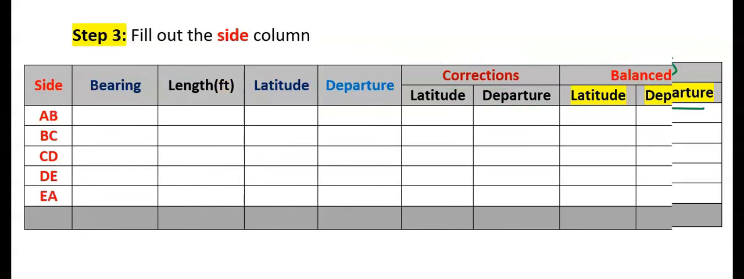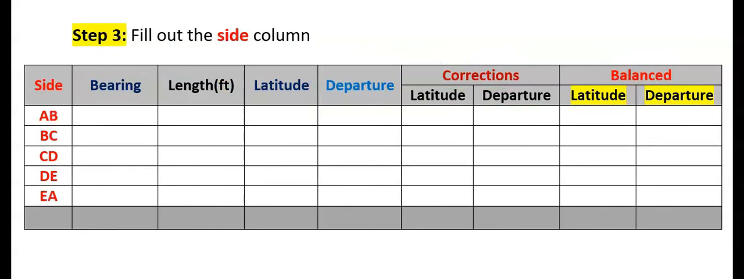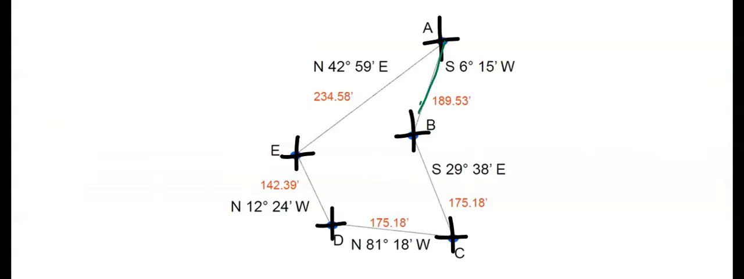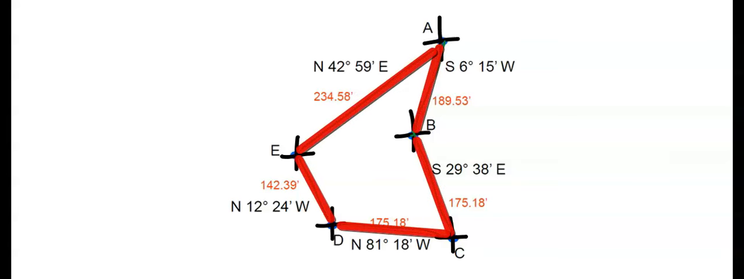Next, step number 3, fill out the side columns, that is, station A to B, station B to C, station C to D, station D to E, and station E back to A. Remember, it's going to be a closed traverse surveying, that is, A to B, and from B to C, and from C to D, from D to E, and from E back to A.